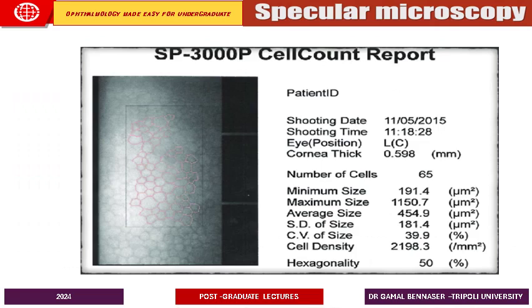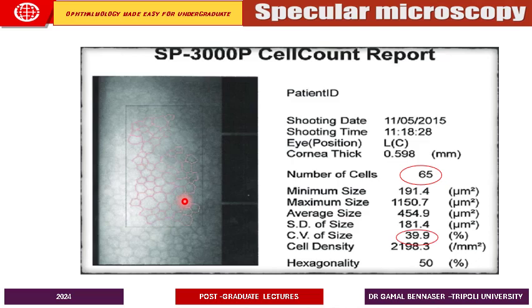This slide shows the printout of the specular microscopy and the important information that we should concentrate on. As I mentioned before, one of the most important is the number of cells. The number of cells under study should be at least more than 100. So a study that contains only 65 cells in this diagram is not reliable. We have to study at least 100 cells per diagram or per study.